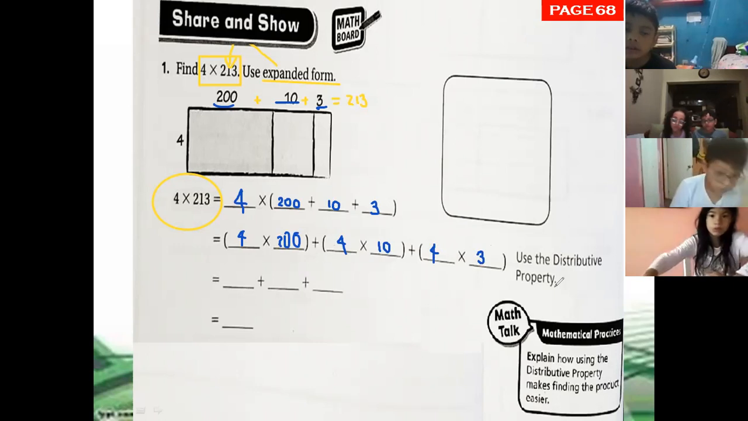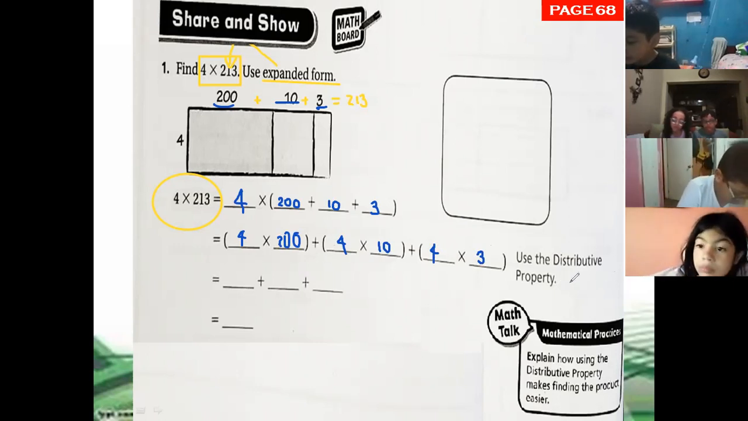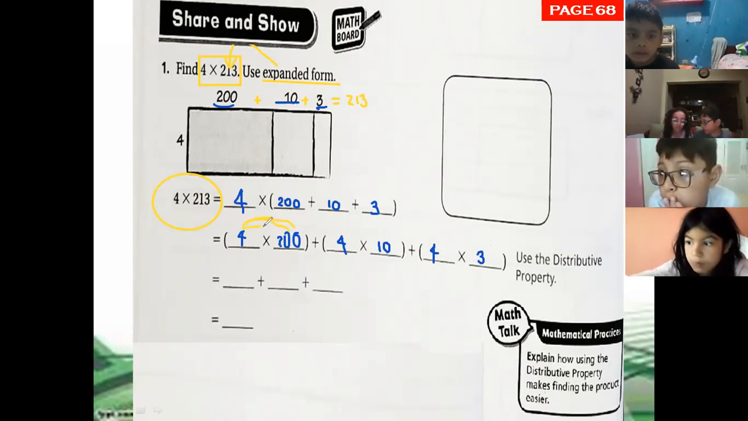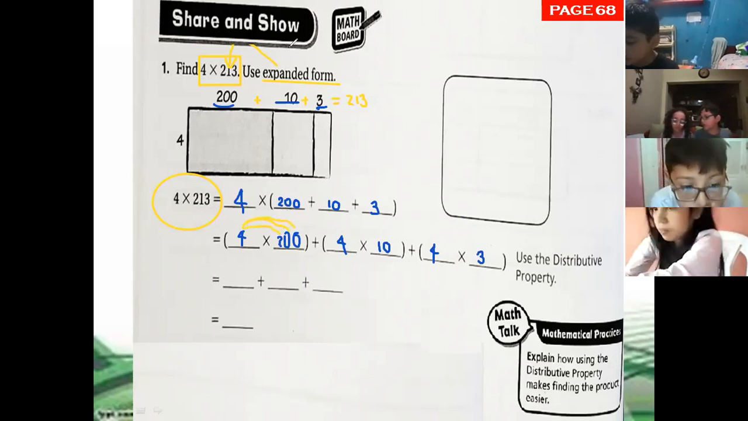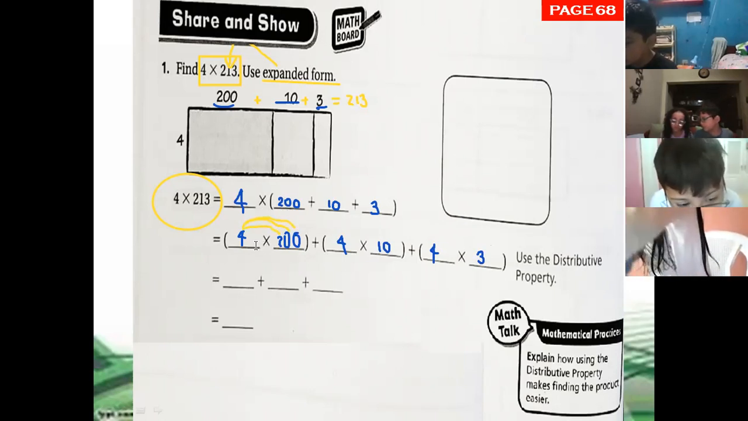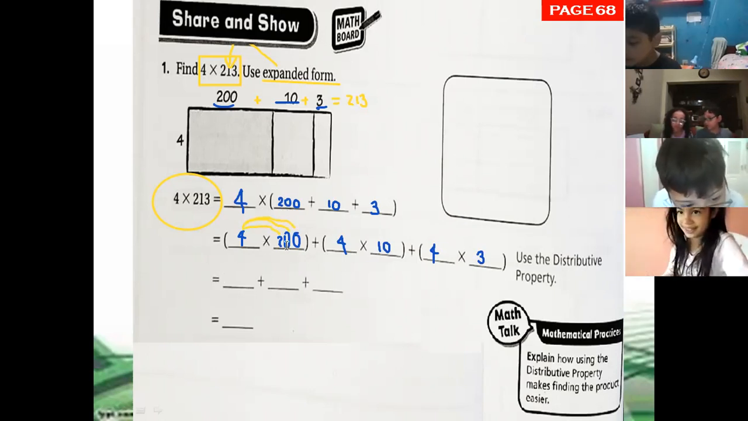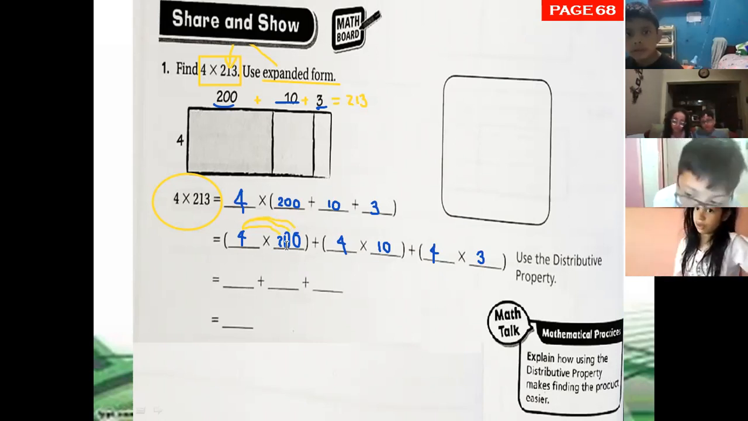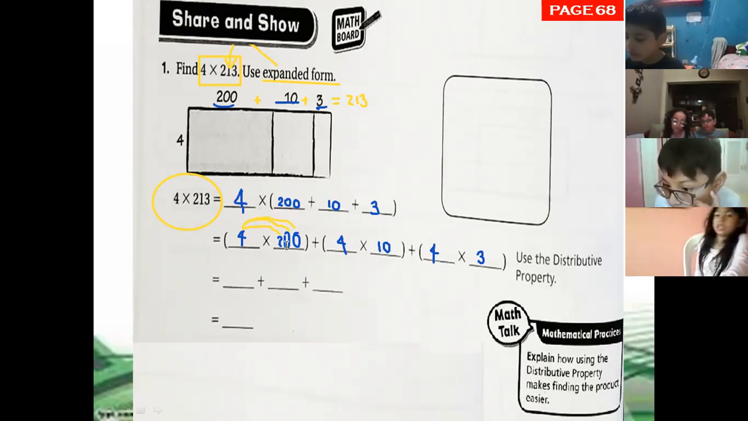So this is the distributive property. Así se le dice en inglés a esto que acabamos de escribir. We are going to use the distributive property. Okay, now I'm going 4 times 0, 4 times 0, and 4 times 2. What is my answer? 8. I'm making a multiplication.